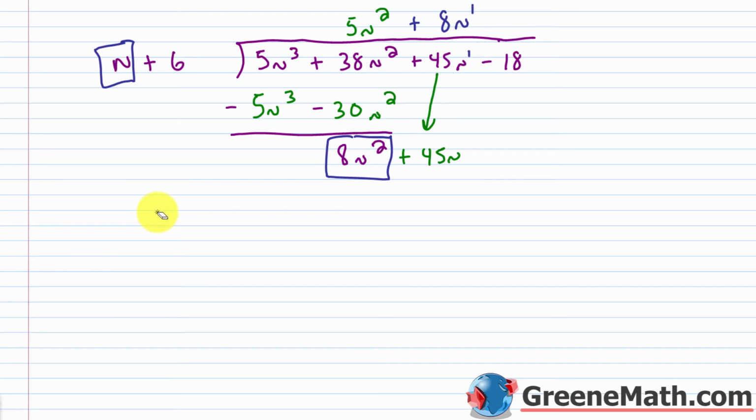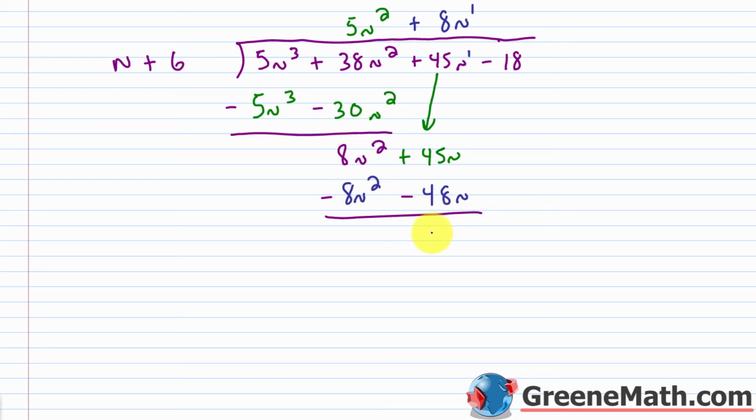Now, the next thing is, again, to multiply. So 8n times n is 8n squared. And then 8n times 6 is 48n. Now, I can put a minus sign out in front and put my parentheses. Again, the shortcut to this is just to remember, I'm going to change the sign of everything there, and I'm going to add. So 8n squared minus 8n squared would be 0.